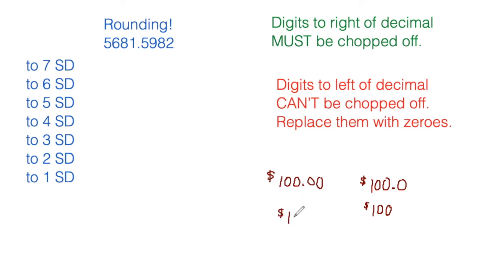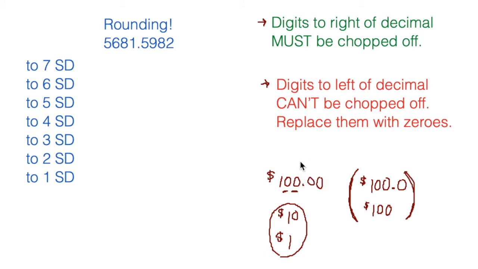If instead the check said just this or just this, you would have a little bit of a problem, because when you start chopping off zeros that are to the left of a decimal point, you start changing the meaning of the number. So digits to the left of the decimal point can't be chopped off. Digits to the right of the decimal, when you're looking at significant digits, must be chopped off. Because even though these have the same numerical value, remember they have different numbers of significant digits.